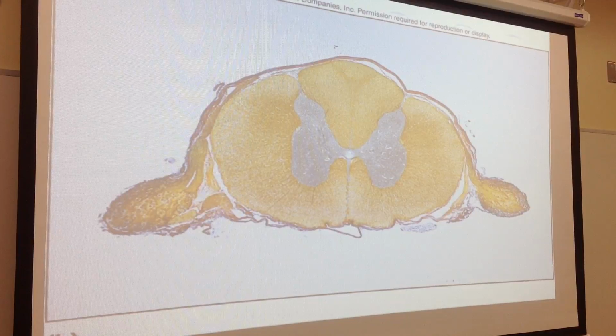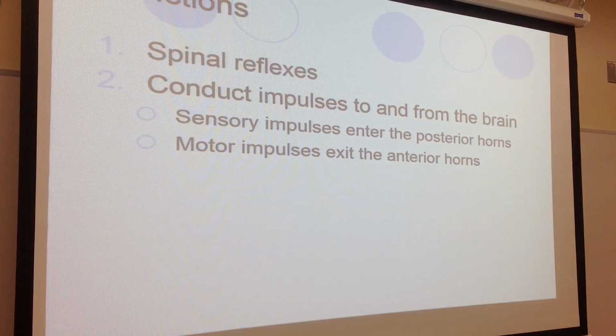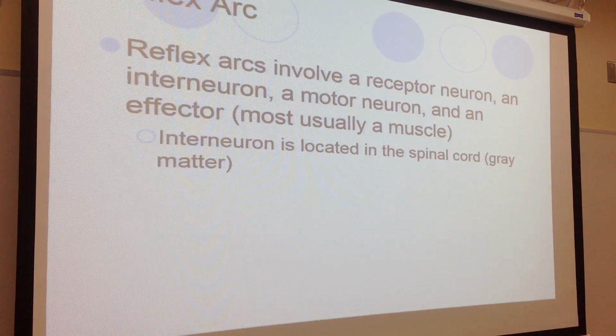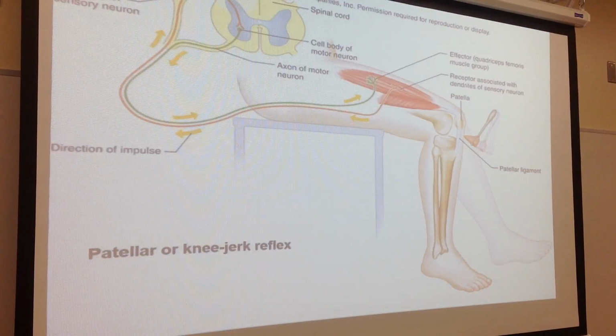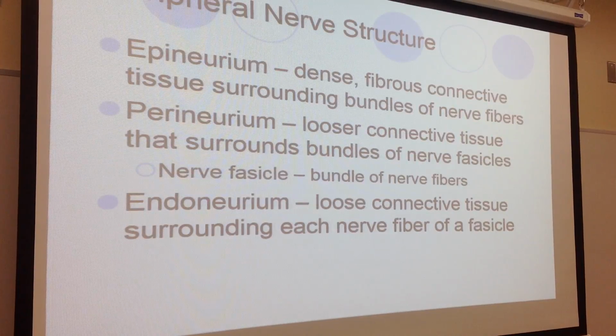Okay. Now, we're not going to deal with spinal reflexes today. That's for later on. So let's move this along a little bit and get to the peripheral nerve structure. Now remember, a peripheral nerve is a nerve outside of the central nervous system. Okay? Now, I think we mentioned this in class, but in any event, there are coverings to the nerves.